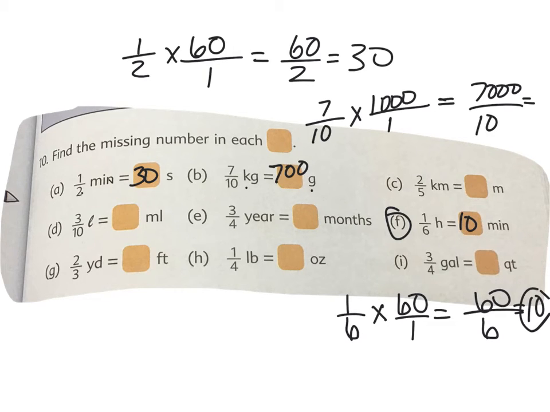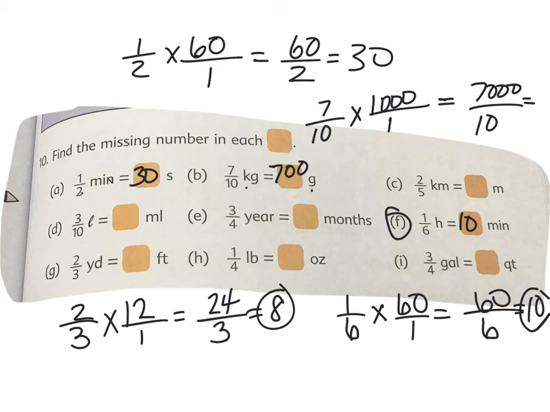Let's try 2/3 of a yard. How many yards equal a feet? How many feet are there in a yard? There's 12. So 2/3 times 12. 12 over 1. So 24 over 3. 3 goes into 24 8 times. 8 feet.